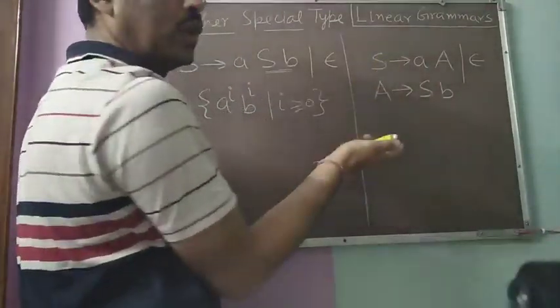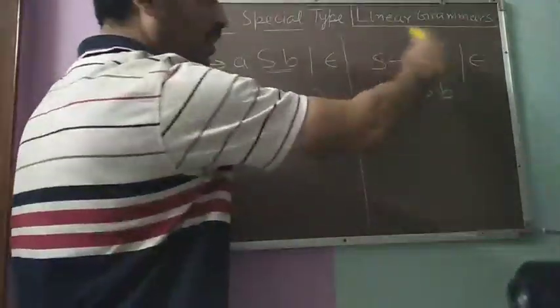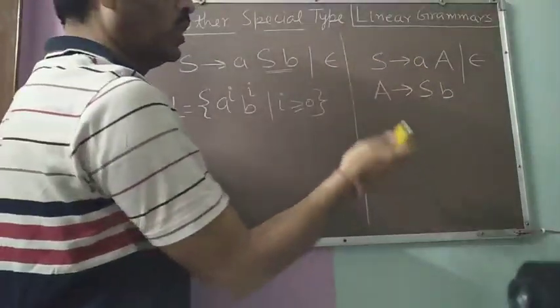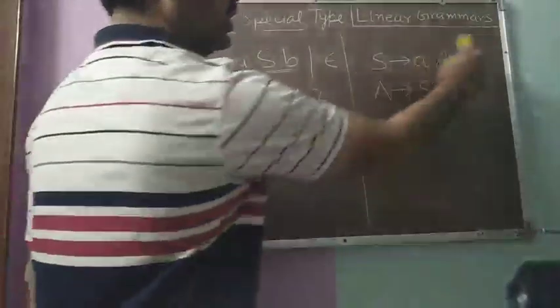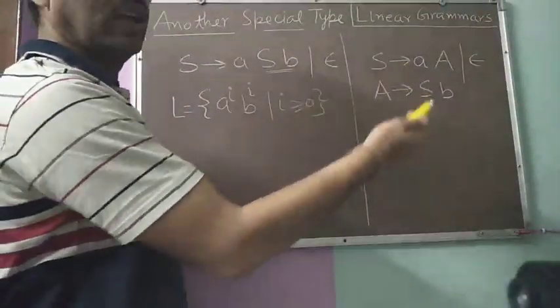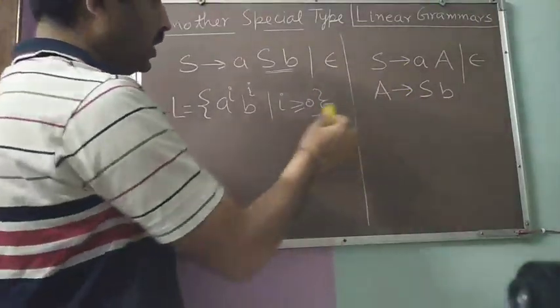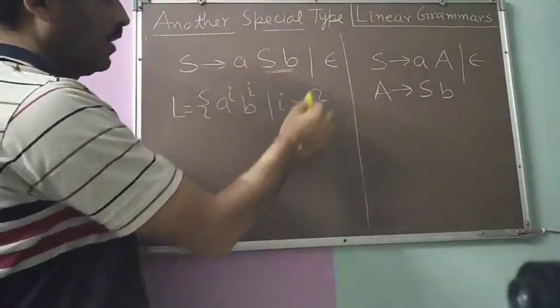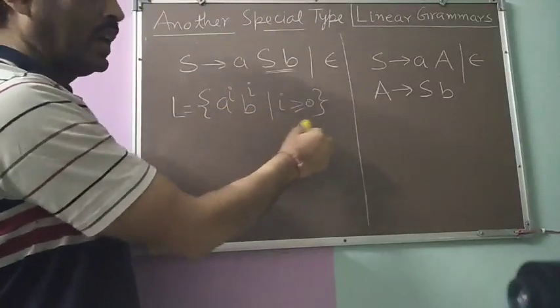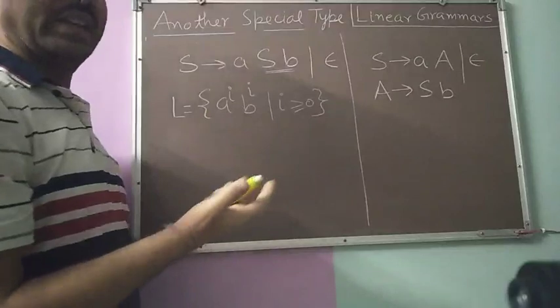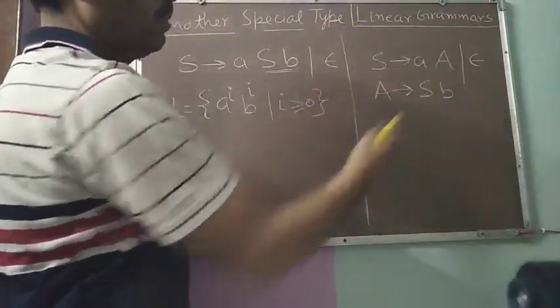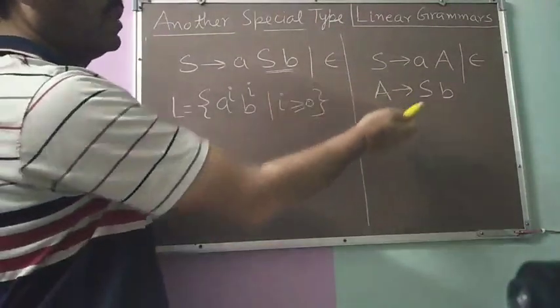So whenever we have to remove S, we have to convert our string to a string of terminals only. We are bound to use this S to epsilon. So through this we will be converting our working string into a string of terminals only, and thereby generating the same language a to the power i, b to the power i, i greater than or equal to 0. So the language where the number of a's and number of b's are exactly the same. So the same language has been generated. So the language is not affected.